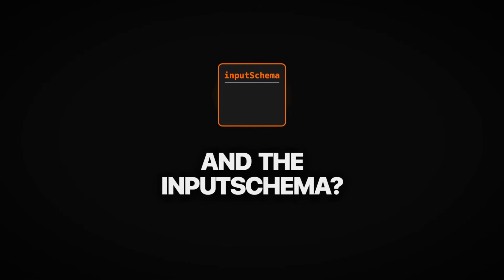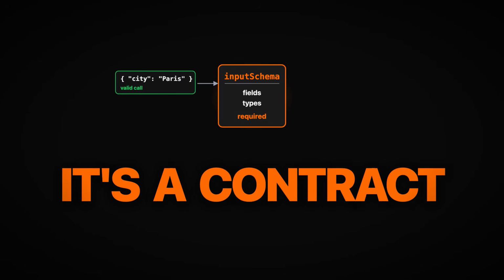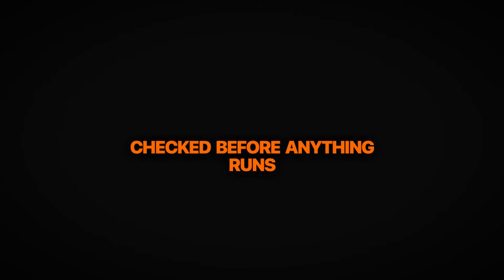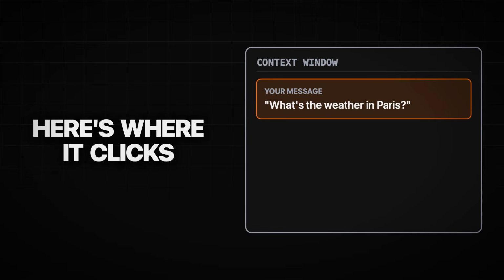And the input schema? That's not a suggestion. It's a contract. It defines the exact shape of the arguments: which fields, which types, which ones are required. The runtime checks the model's request against it before anything runs. Description tells the model what. Schema enforces how.